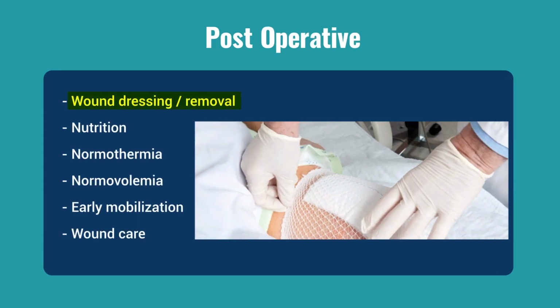So wound dressing post-operatively is very important. Removal of the drain at appropriate intervals whenever it is required. And the nutrition of the patient, early nutrition, normothermia, normovolemia, early mobilization, physio, and wound care are very, very important. We need to look out for discharges, redness. If the patient has fever, we need to immediately attend to it. So these are the post-operative recommendations for preventing surgical site infections.